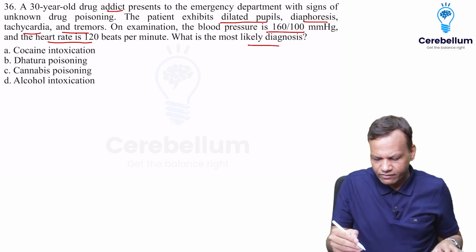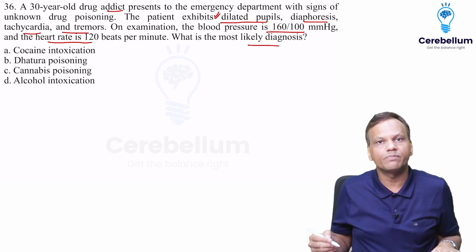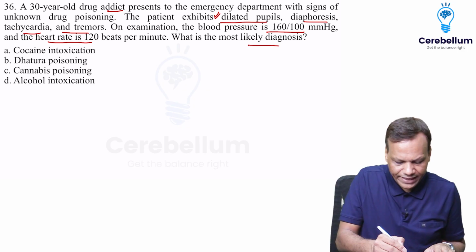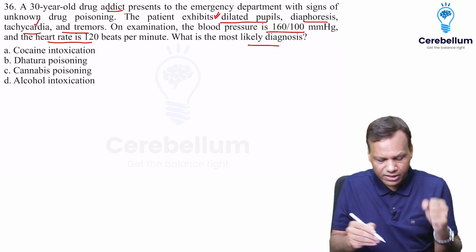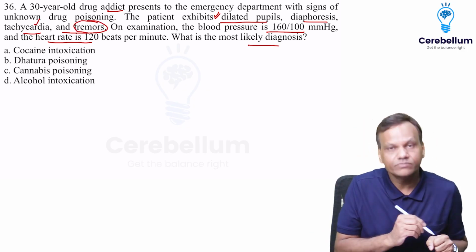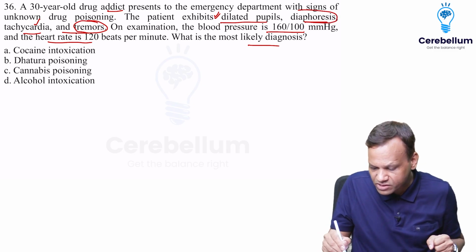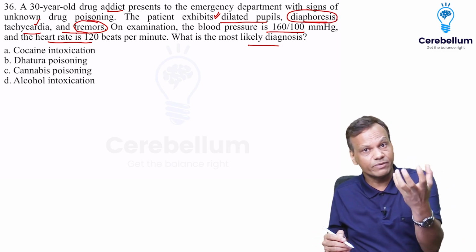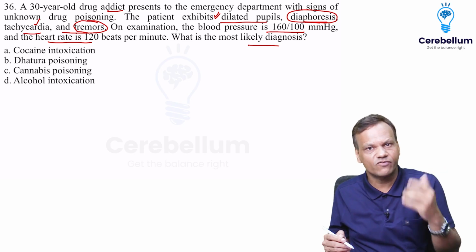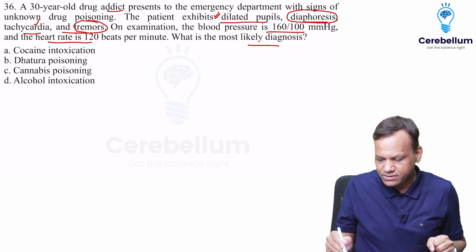So do not get confused with Dhatura just by the dilated pupil. Remember, dilated pupil and tachycardia will be seen in Dhatura, but Dhatura cannot explain tremors. Dhatura cannot explain diaphoresis. Rather, it is the opposite. There will be dry mouth. Dry mouth will be there. Diaphoresis will not be there. And plus, there is hypertension.